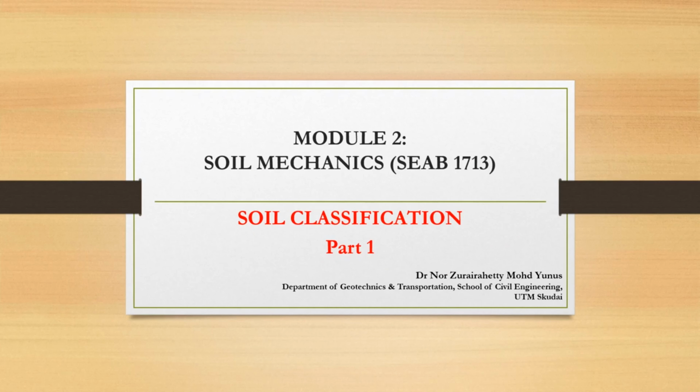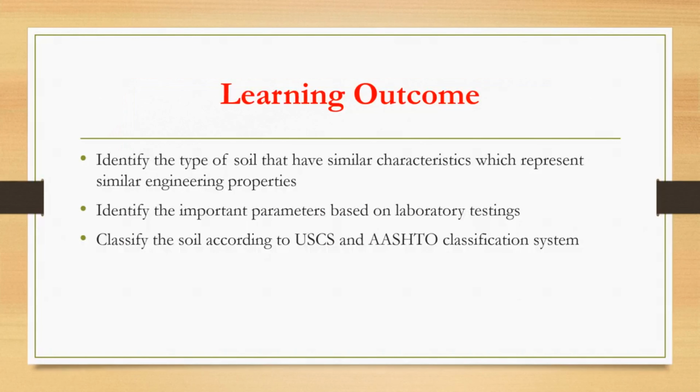So welcome to Soil Mechanics module number 2 under topic Soil Classifications part 1. At the end of this topic, the students will have a comprehensive understanding on identifying the type of soil that have similar characteristics which represent similar engineering properties. We also hope that the students can identify the important parameters based on laboratory testing. And finally, students will be able to classify the soil according to, in this course we chose, USCS or Unified Soil Classification System and also AASHTO classification system.